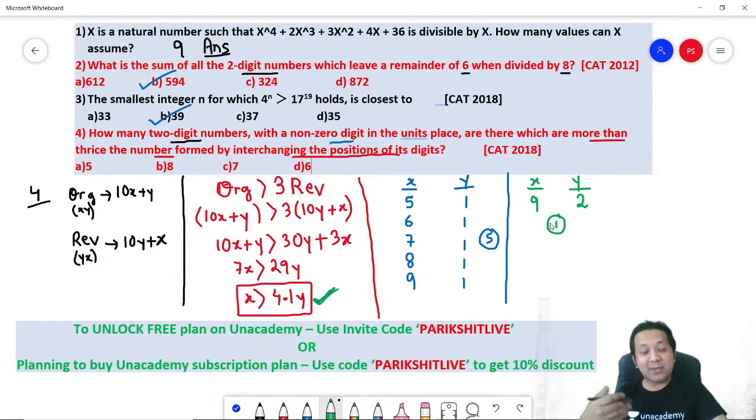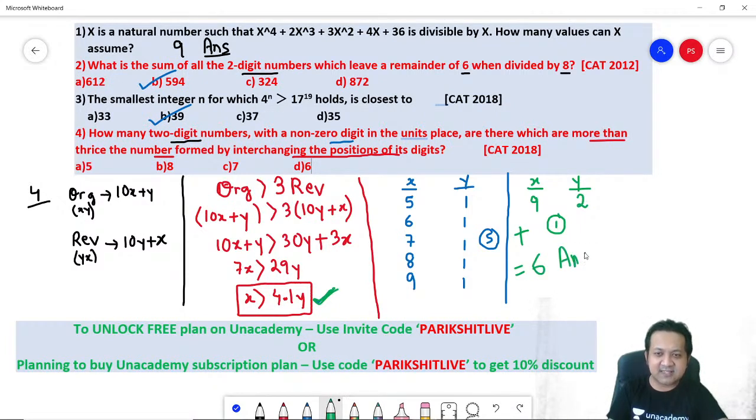12.3. But x cannot be greater than 12.3 for the simple reason that x is a single digit number. So y cannot be 3. So there are two scenarios. It can either be 5 plus 1, 5 or 1. So the answer is 5 plus 1. How many numbers exist? 6 numbers. Which are the numbers? 51, 61, 71, 81, 91 and 92.